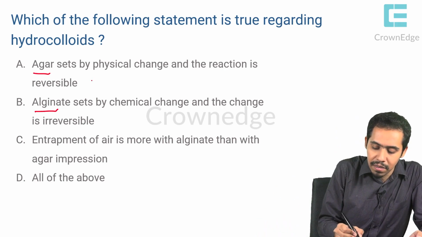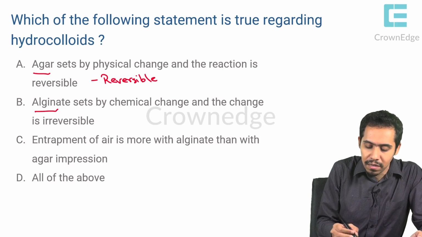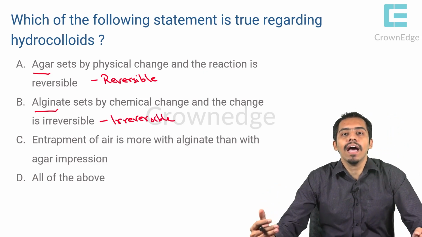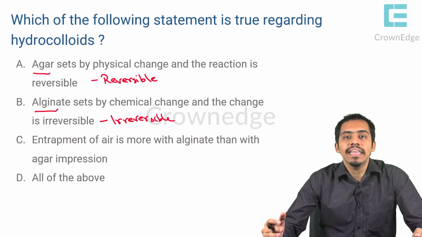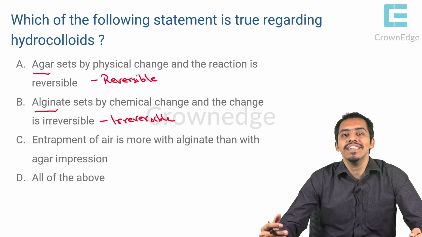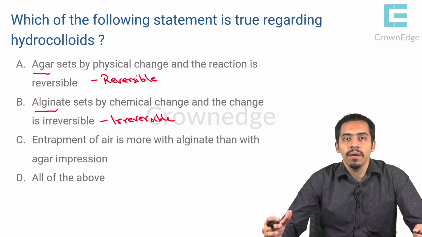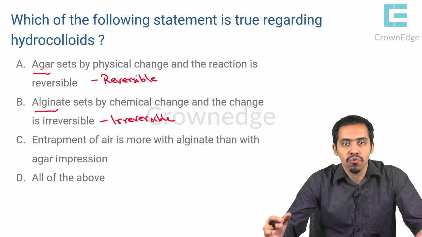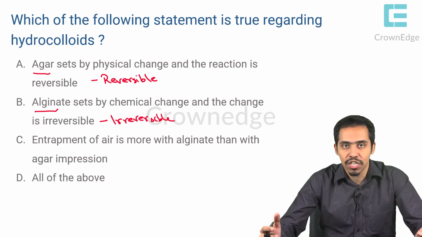Agar, for example, is a reversible hydrocolloid, whereas alginate is an irreversible hydrocolloid. Apart from them, what has to be kept in mind is that agar sets mainly by a physical change, by a change in temperature. All right. So we have a processing tank in which the agar material is stored, then it's tempered before it's used for the impression material. So all changes which occur in the impression material agar is a physical change.